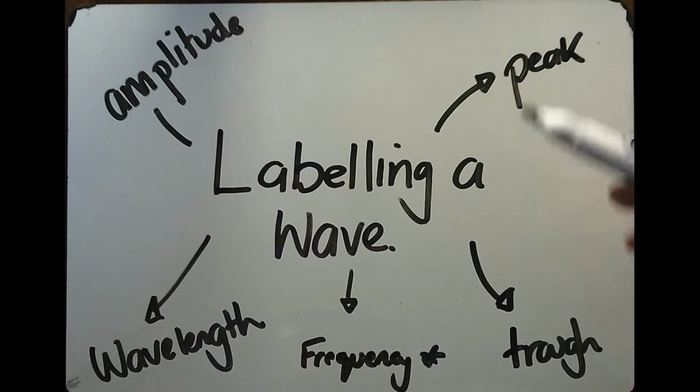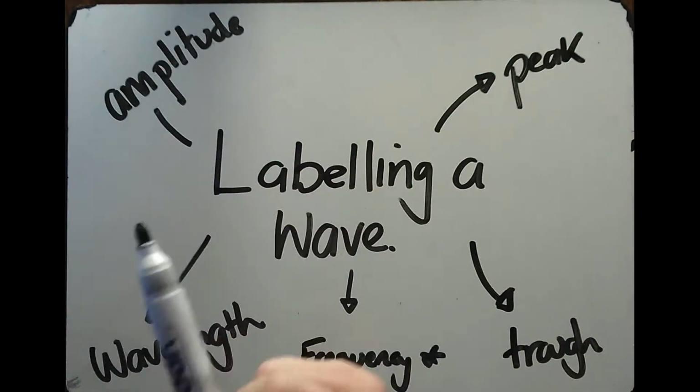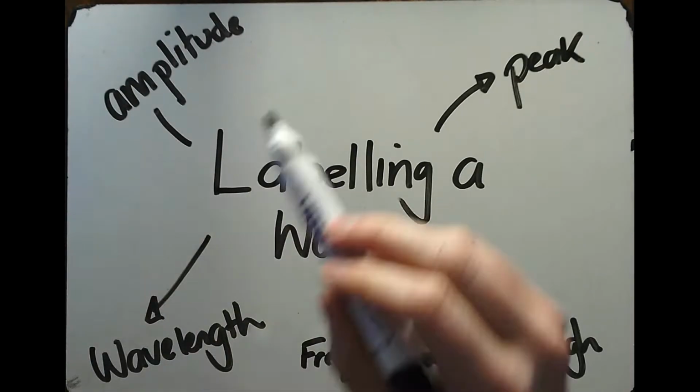So the parts that we're going to look at are where a peak is, where a trough is, how you would label the amplitude and what the word amplitude means. We're also going to look at how to identify where one wavelength is and what wavelength means.